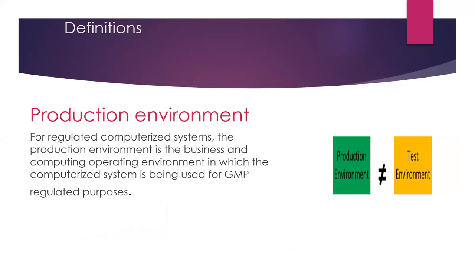What is the production environment? For a regulated computerized system, it is the computing operating environment in which the computerized system is being used for GMP regulated purposes. Means after all the tests for productivity, we have to go to the production environment.